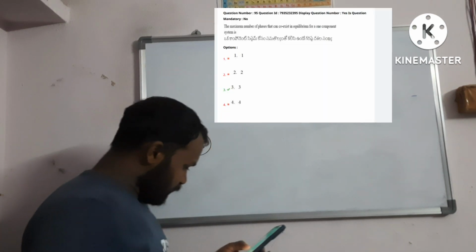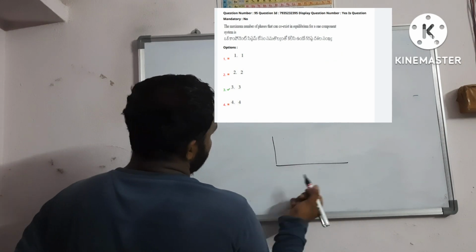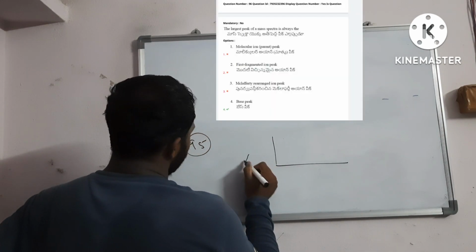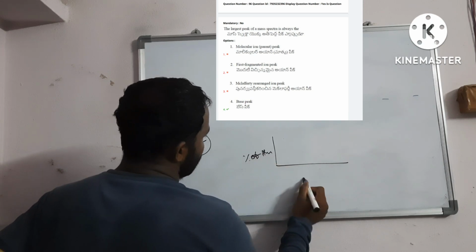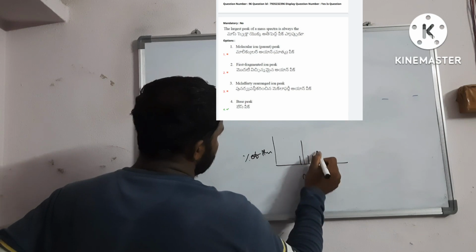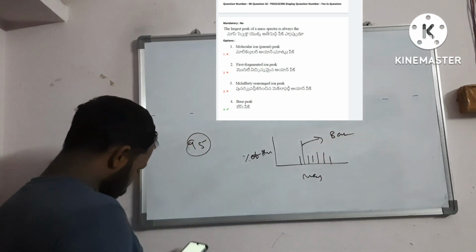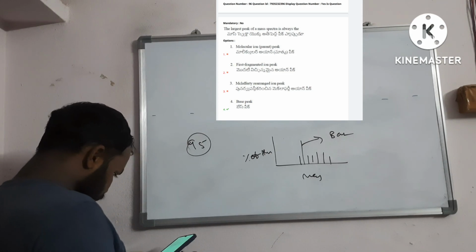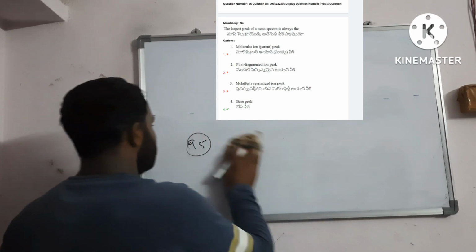The largest peak of a mass spectra is always what? If you take percentage of abundance and mass, in the spectra you will get some lines like this. The highest peak is always called the base peak. So in mass spectra, the largest peak is nothing but the base peak. Simple concept from the mass.